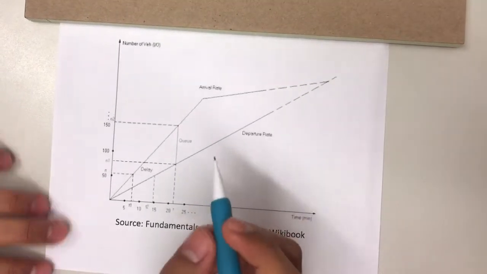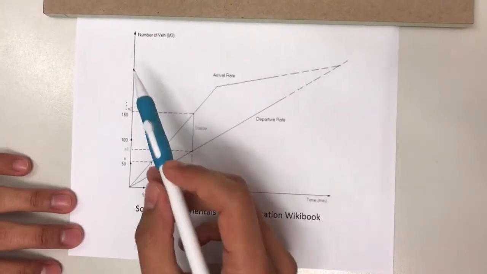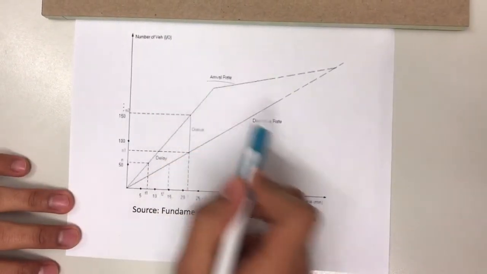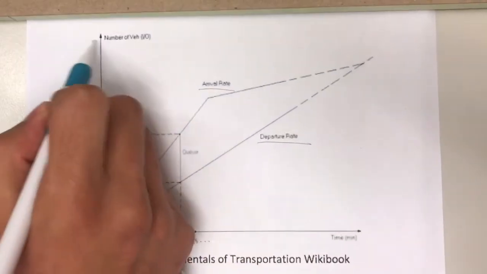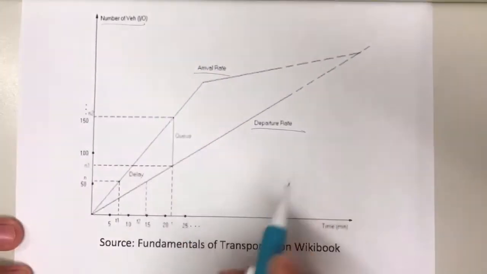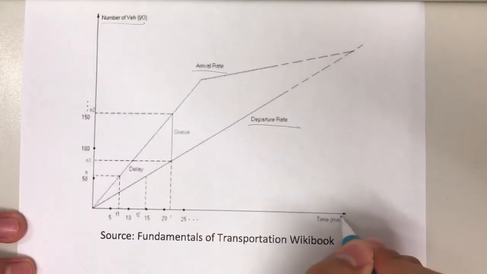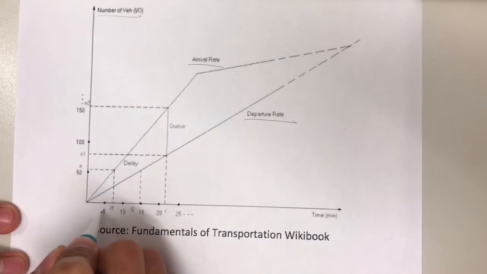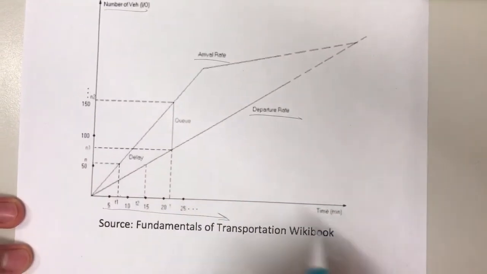Hello everybody, today we're going to be talking about the queuing diagram. This diagram measures the arrivals compared to the departures. And these are measured on the y-axis, typically in the number of vehicles. And it's also measured with time, increasing in minutes as you go from left to right.